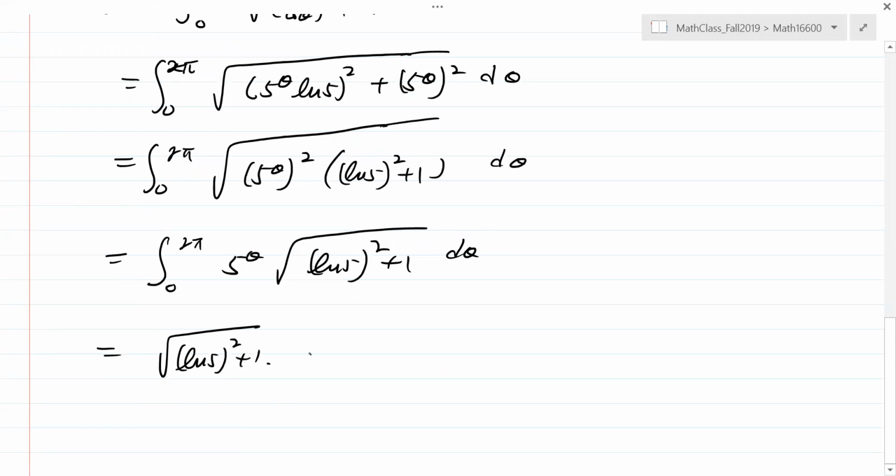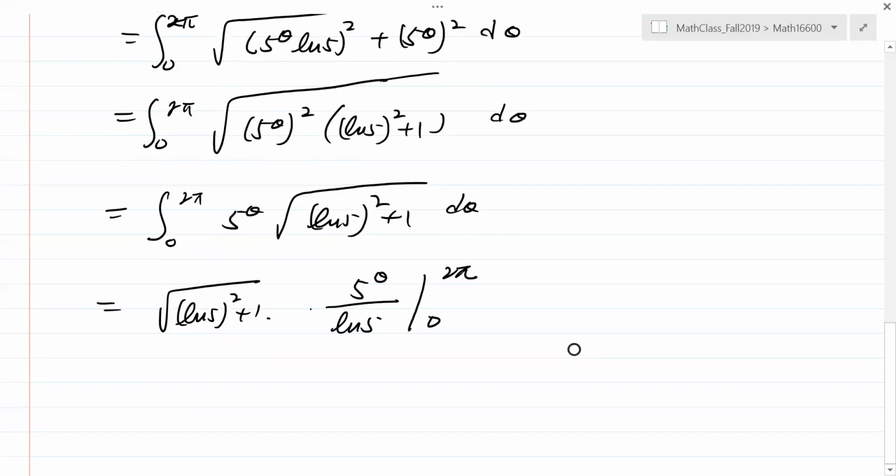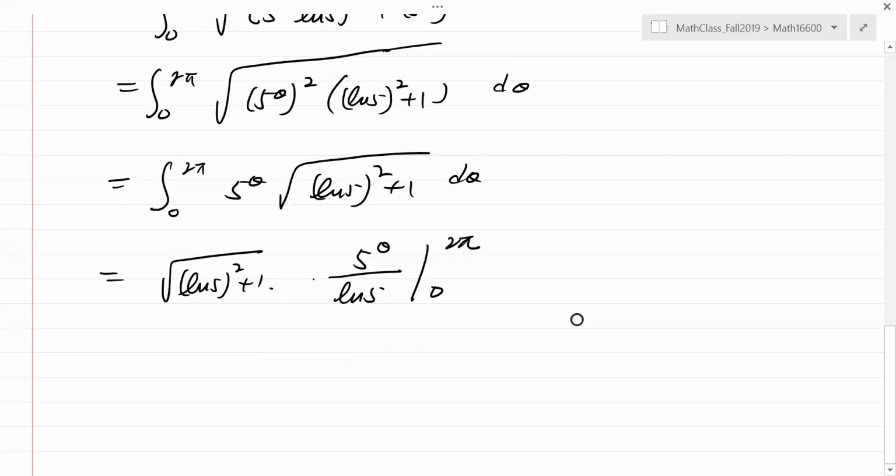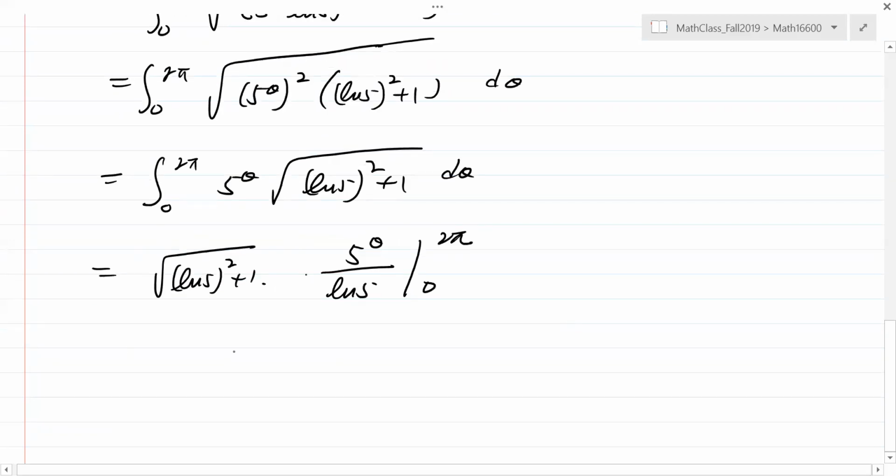Now what is the antiderivative of 5 to the theta? The antiderivative is 5 to the theta over natural log of 5. Then evaluate at the two endpoints. Okay. So we get, just take the difference, 5 to the 2 pi minus 5 to the 0, which is 1. So that's what we get.